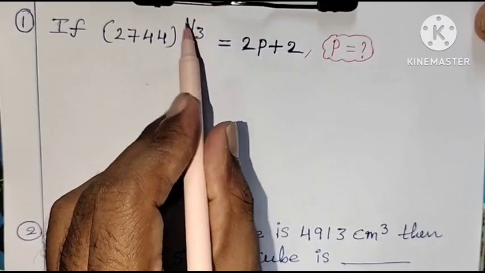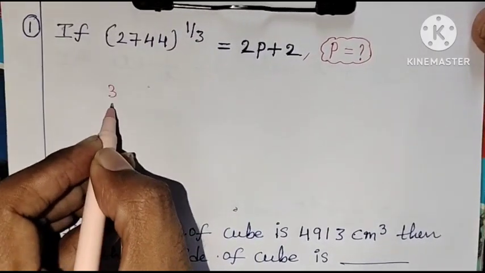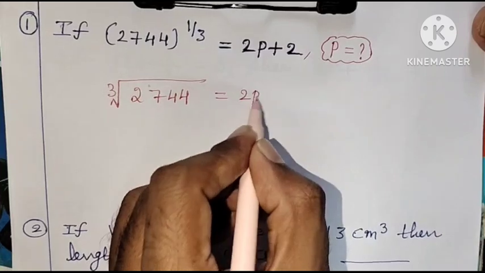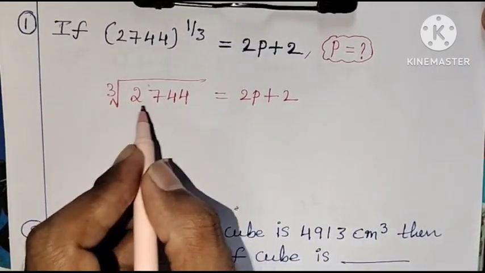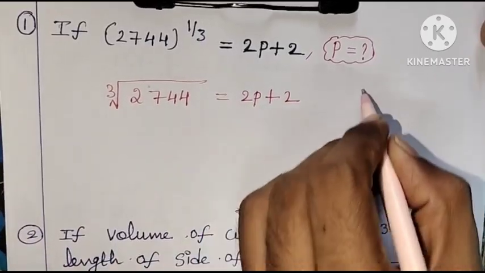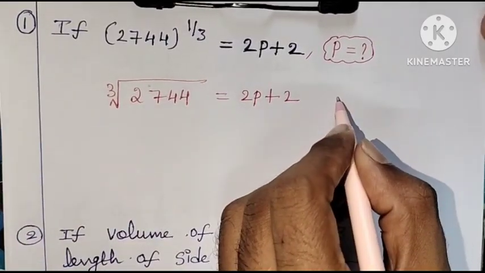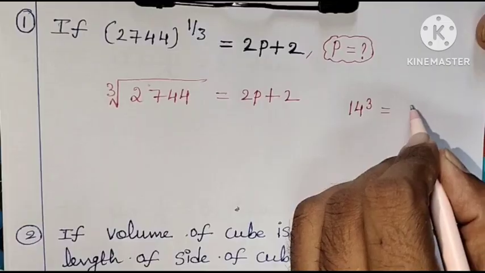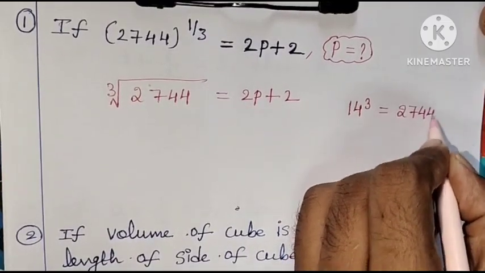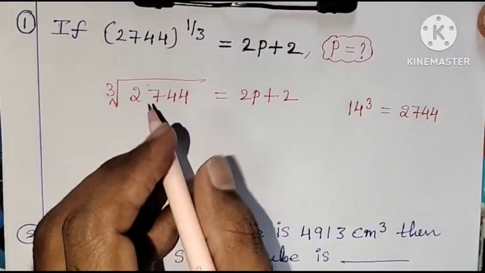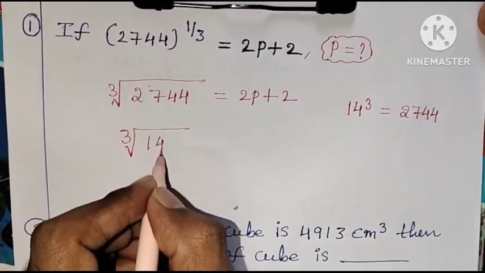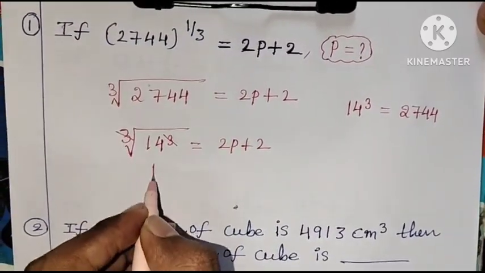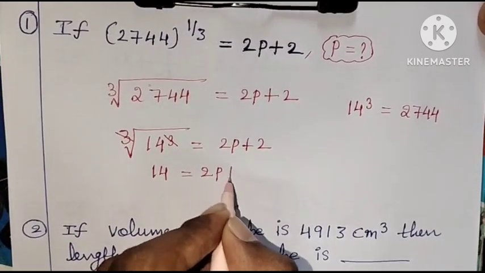Okay, so power 1 by 3 means cube root. So here the cube root of 2744 is equal to 2p plus 2. Now 2744 is 14 cube. So the 14 cube value is 2744. So the cube root of 14 cube is equal to 2p plus 2. The cube root gets cancelled. So 14 is equal to 2p plus 2.